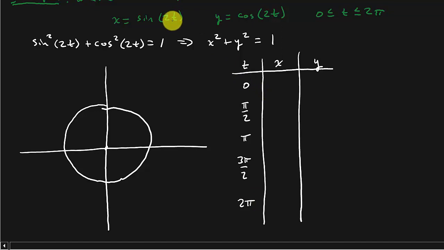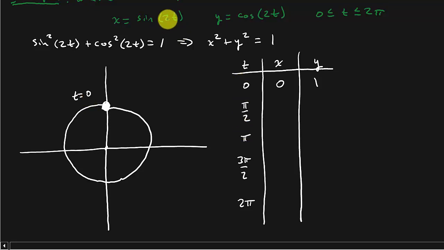So plug the 0 in. That's going to be the sine of 0, which is 0. Plug the 0 in here. That's going to be cosine of 0, which is 1. So you can see here, my initial point's up here now, okay? This right here is when t is equal to 0.